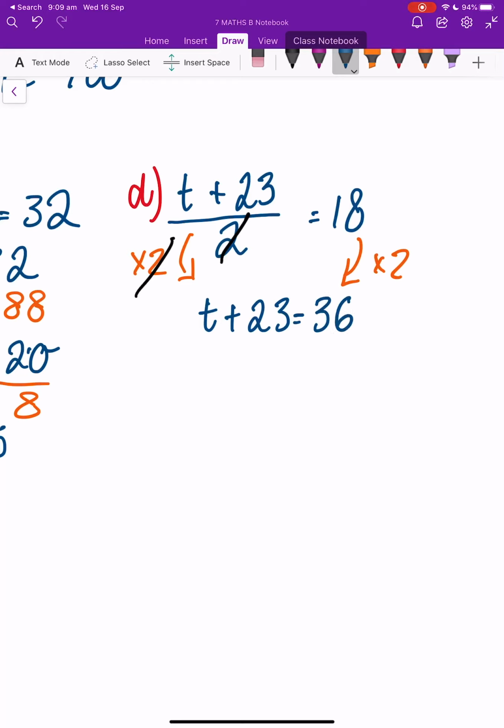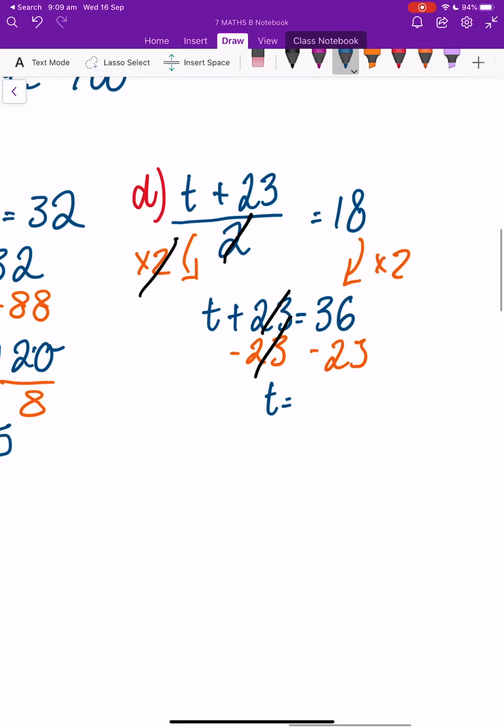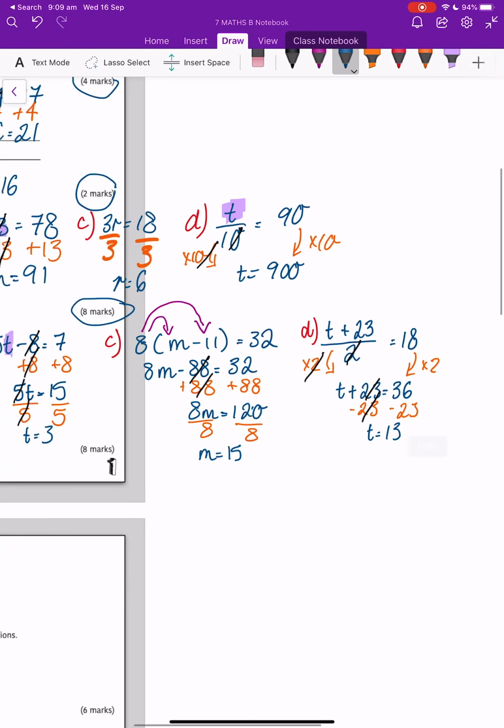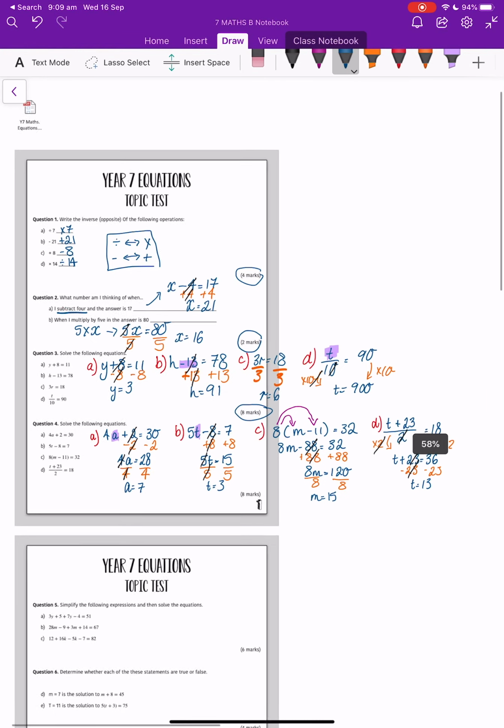Okay. Now we can just get rid of this 23 and then t will be by itself. So we'll minus 23 from both sides. On the left hand side I can cross it out. T equals 36, take away 23 is 13, and that's your final answer. So that's page 1 of your test.